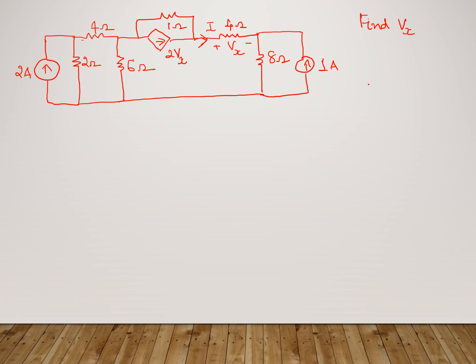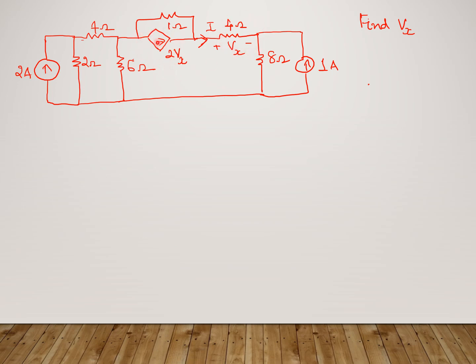So this example again uses source transformation, and the question is to find Vx. Now, what is Vx here? Vx is the voltage across the 4 ohm resistance, right? And through which a current I is flowing.